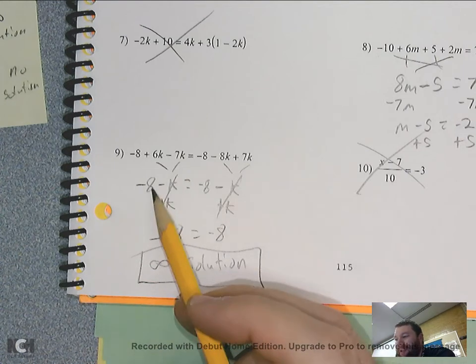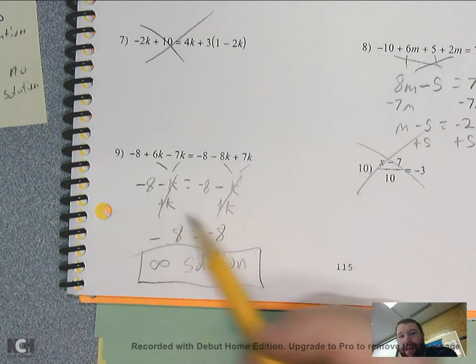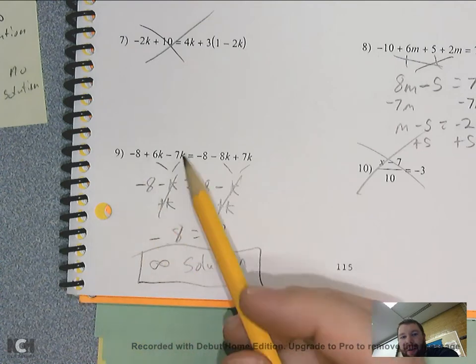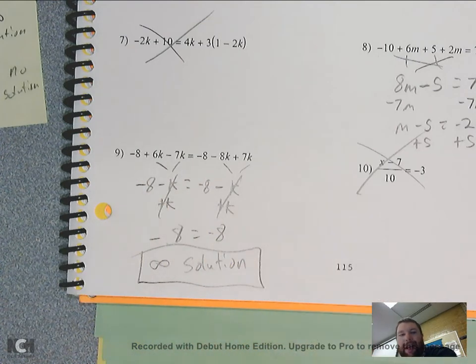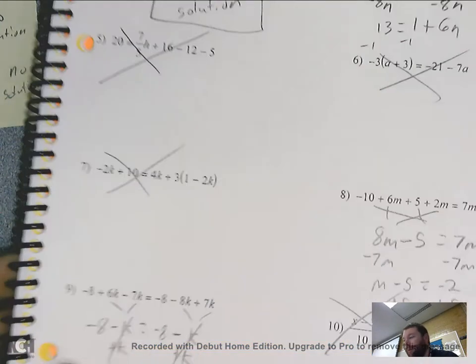And really, infinite solutions just boil down to basically having the same equation on each side. You'll notice when I broke down or combined like terms, these ended up being the exact same equation. And that's basically what makes it infinite. You can't have the same thing equal the same thing. It's always just going to be true.